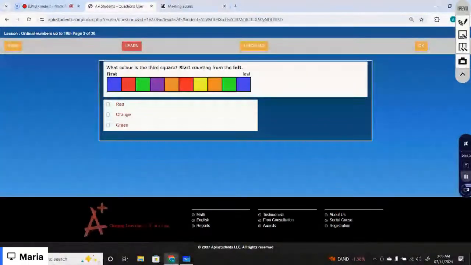What color is the third square? Which is the correct option? That is green. The third one is green.